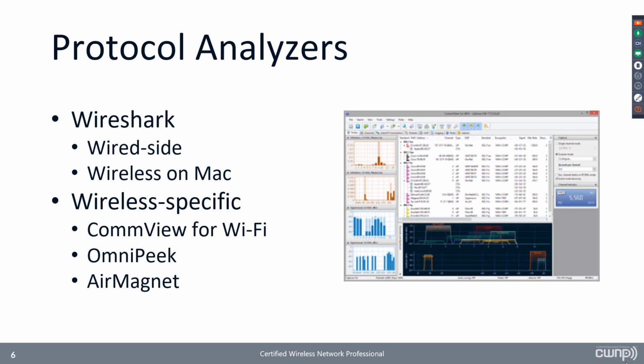Now, do keep in mind there's wired side stuff here too, right? So if you're doing Radius and you want to see the Radius exchanges between the AP and the Radius server, then you're going to want to do wired side capture to take a look at that. If you want to see exchanges between the Radius server and the directory service like Active Directory or some other user database, you're probably going to be on the wired side for that too. So there could be some wired side analysis and wireless side analysis.